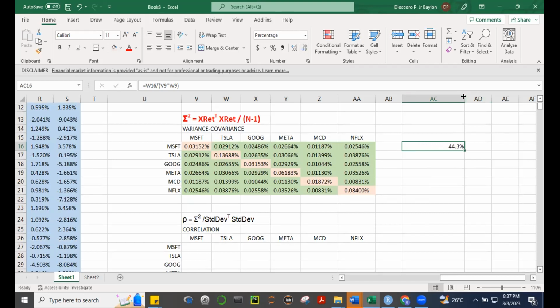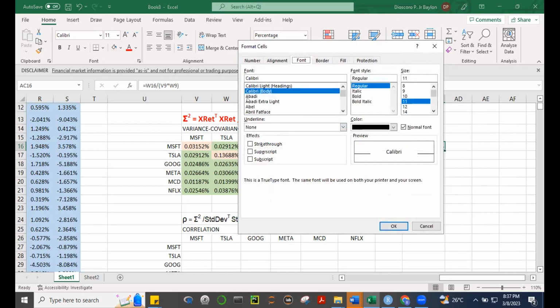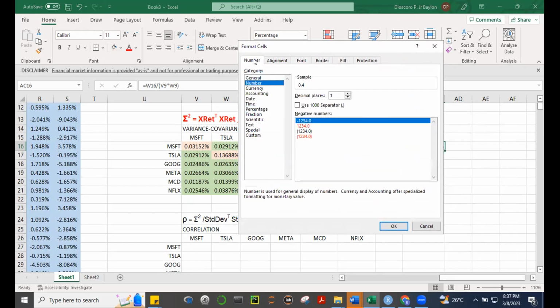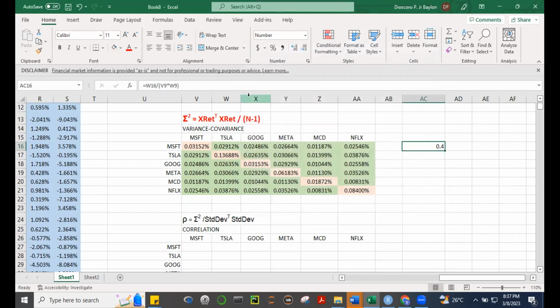Ito yung ano nila, no? This is their, hindi ko gagawin percent. Okay, this is the correlation, 0.44. Ang correlation in Microsoft at saka Tesla is around 0.44. So this is quite moderately strong. No? They are moderately correlated.